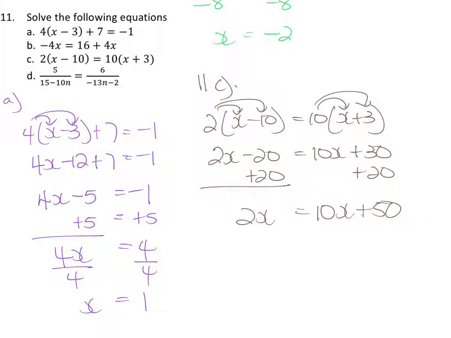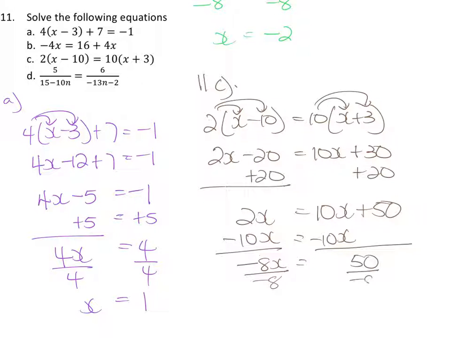50. I want to get the unknown on one side, so I will minus 10x from this side and minus 10x from this side. So I get minus 8x is equal to 50. I divide both sides by minus 8, and I will get that x is equal to minus 6 1/4.